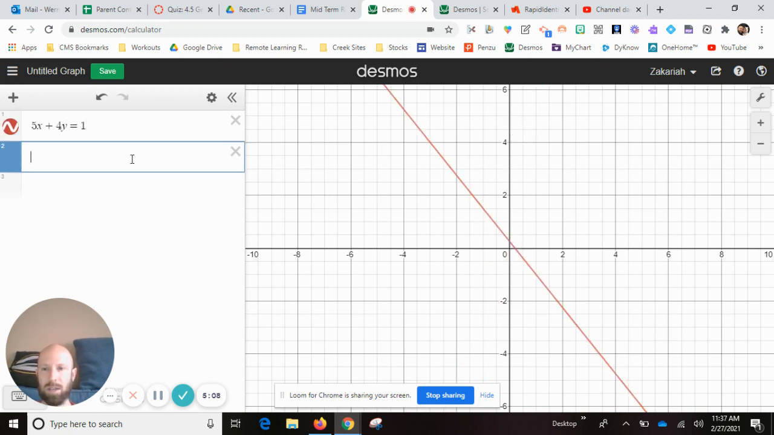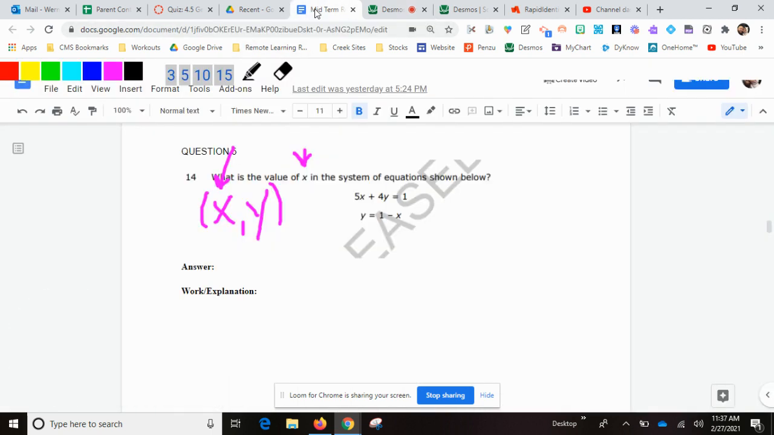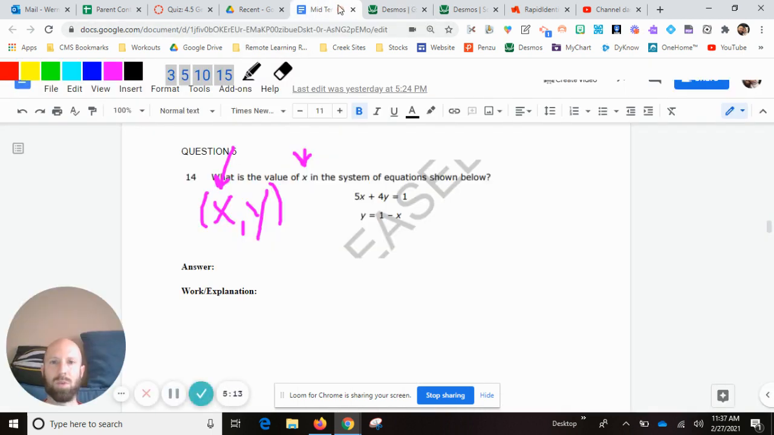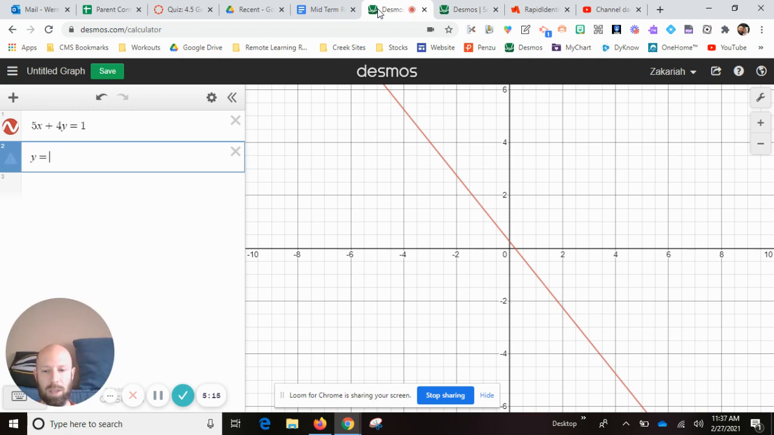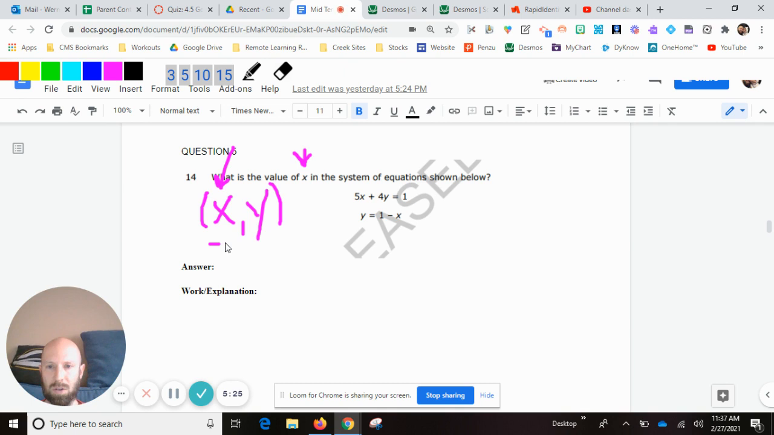There's our first line. As we're coming to our second one, we have y equals 1 minus x. There is the point where they intersect. Negative 3, 4. Again, this question wants the x value. So if it's negative 3 comma 4, the x is going to be negative 3. Let's go to question 6.